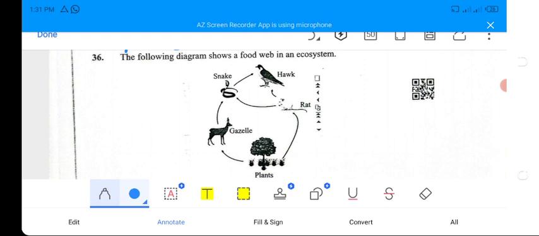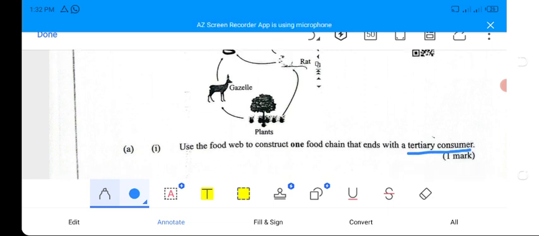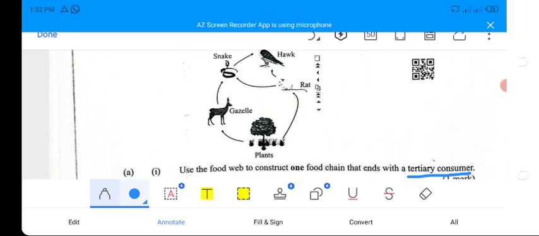The following diagram shows a food web in an ecosystem. Use the food web to construct one food chain that ends with a tertiary consumer. So in a food chain, we start with producers, which are green plants. From producers, we go to primary consumers. From primary consumers, we go to secondary consumers, then to tertiary consumers. Remember, the arrow always points to the eater.